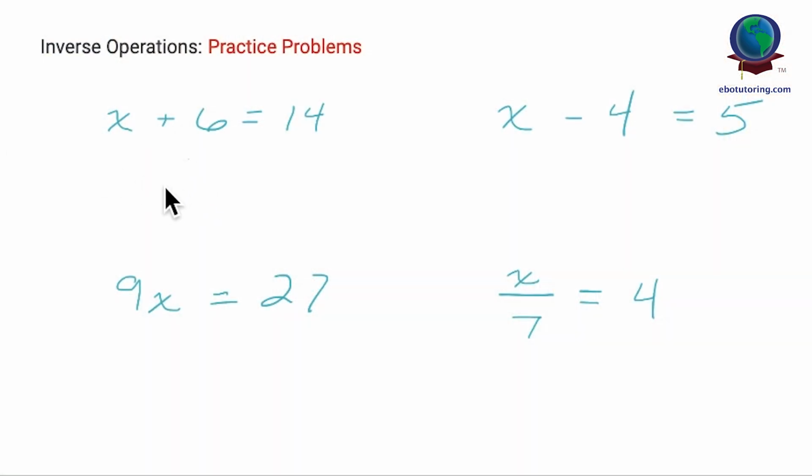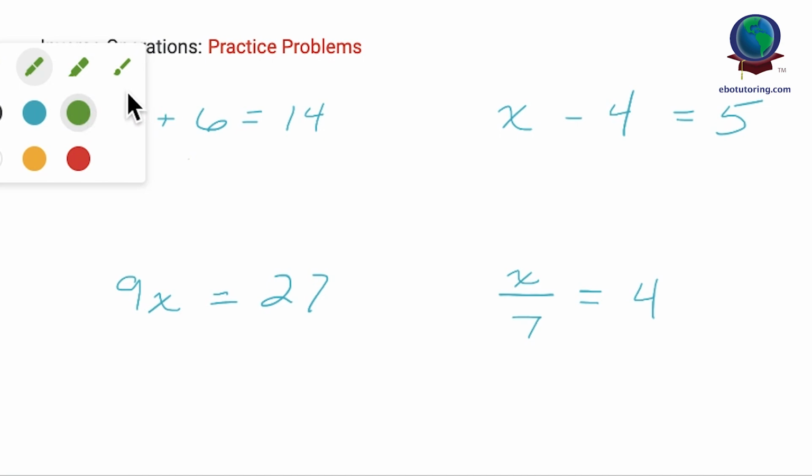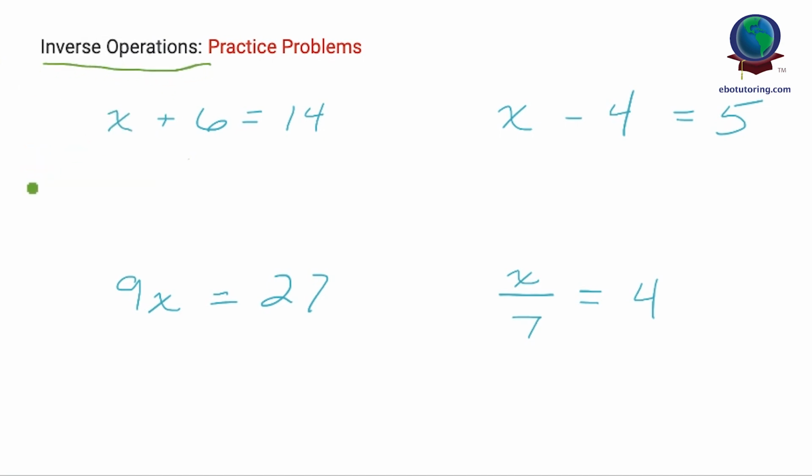All right, so the first problem we see here is x plus 6 equals 14. Now let's remember what I said. Inverse operations, which is right here. Inverse operations, there it is. Inverse operations. Always do the opposite.